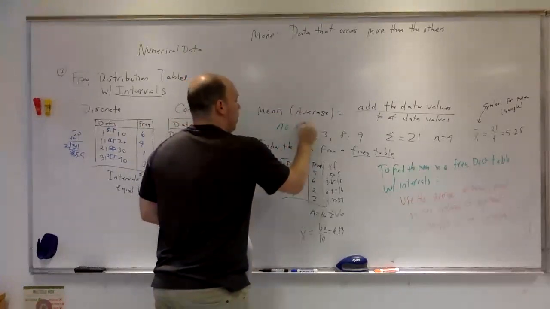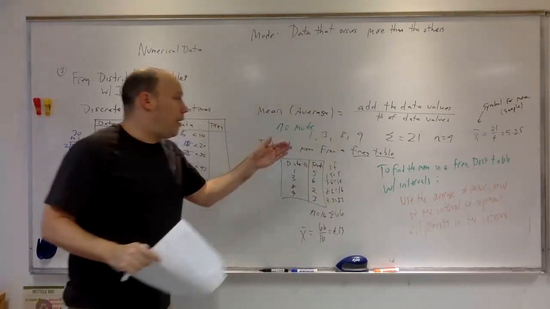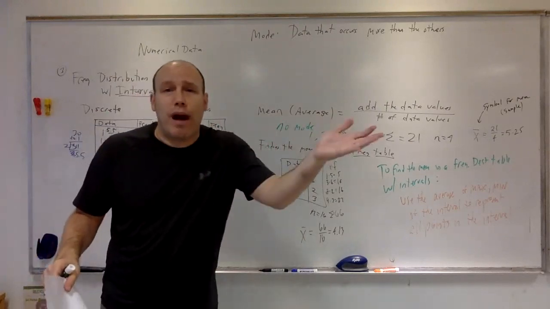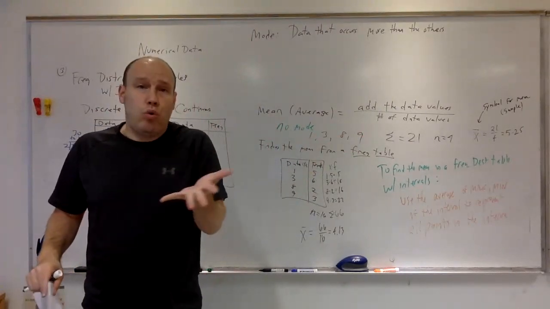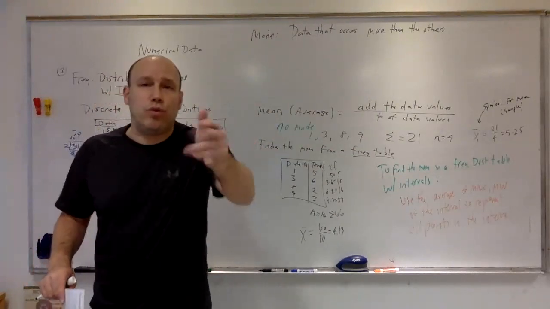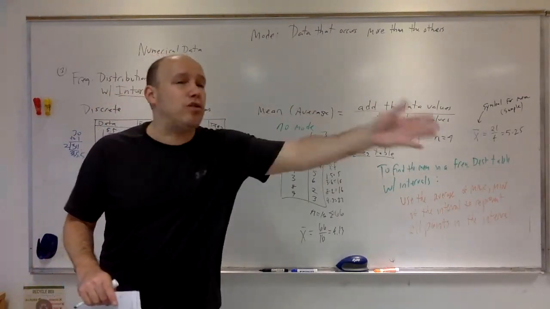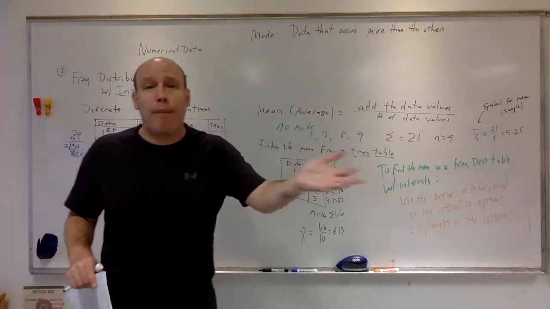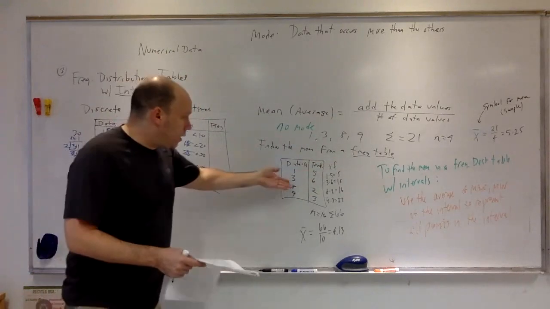There's no mode. Nothing pops up. 1, 3, 8, 9. I don't know what's going on. Like you got, I don't know. You have 1 sweater. You have 3 sweaters. You have 8 sweaters. You have 9 sweaters. I can't tell anything about the population.